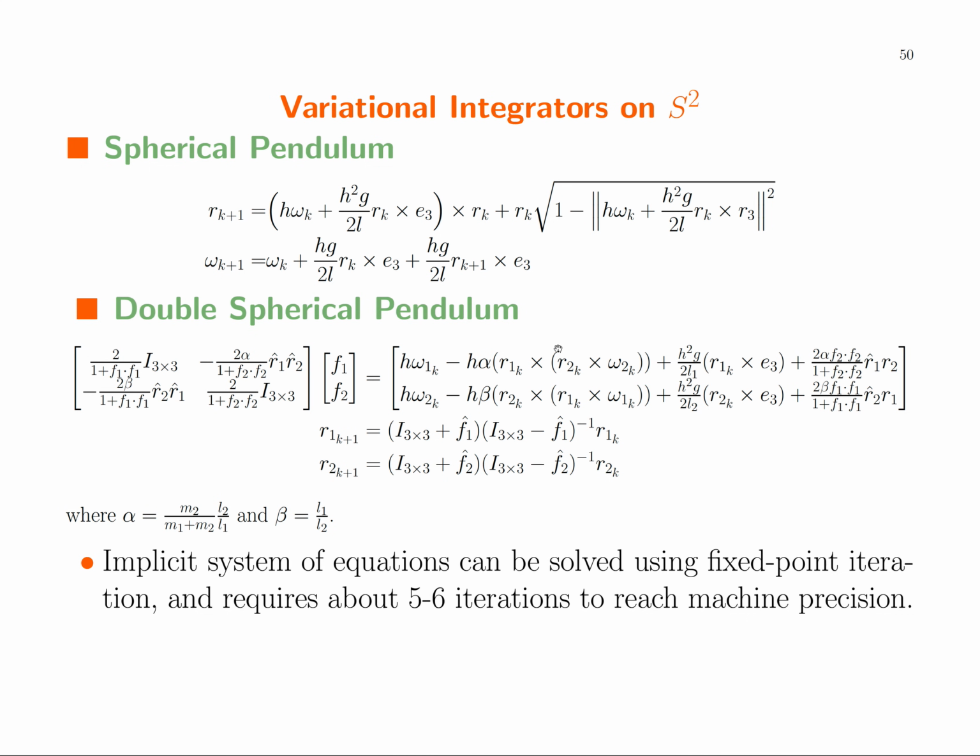So the advantage of these equations is that even though they're implicit, they can be solved using what is called fixed point iteration, and it only requires about 5 to 6 iterations to reach machine precision. Unlike trying to solve a system of nonlinear equations using Newton's method, you don't have to construct the Jacobian, which is a very expensive thing to construct in general. So fixed point iterations are in some sense cheaper to implement.